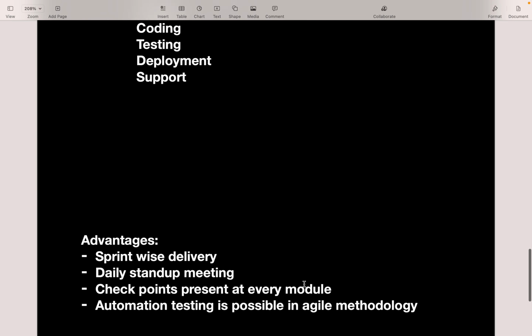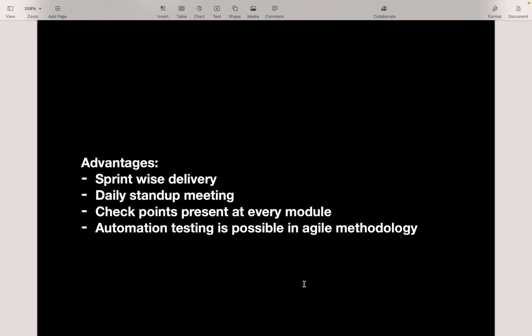Next is the advantages of Agile. First is sprint-wise delivery, second is a daily stand up meeting, third is checkpoints present at every module, fourth is automation testing is possible in Agile methodology.